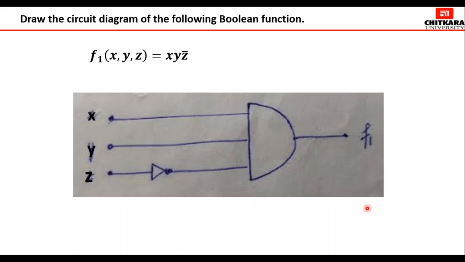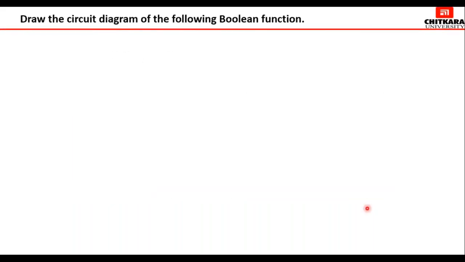Let's move on with the next exercise. Draw the circuit diagram of the following Boolean function. The Boolean function now is F2 of x, y, z, equal to x plus y bar z. How many operations do you see here? There is a plus, and in this part there is a dot operator. That means there is a combination of an AND operator as well as an OR operator, right?